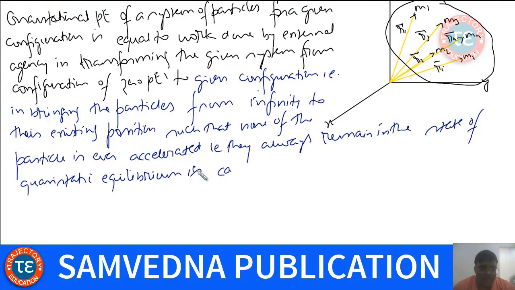So what I have said, gravitational potential energy of a system of particles for a given configuration is equal to work done by an external agency in transforming the given system from the configuration of 0 potential energy to the given configuration. I told you how to find the configuration of 0 potential energy. It is a configuration where particles are all lying at infinite distance from each other.